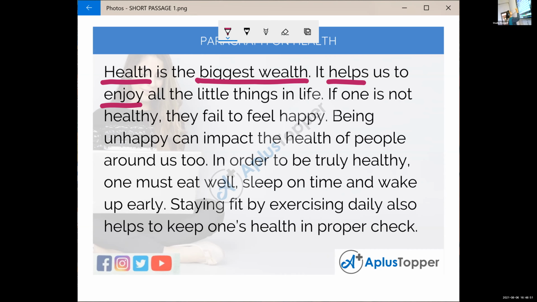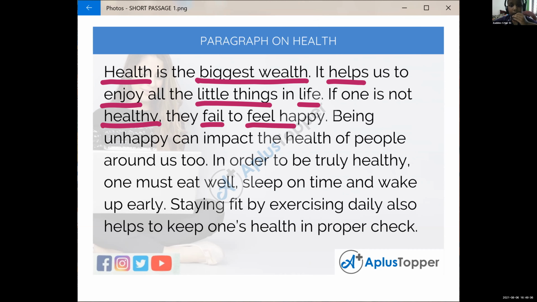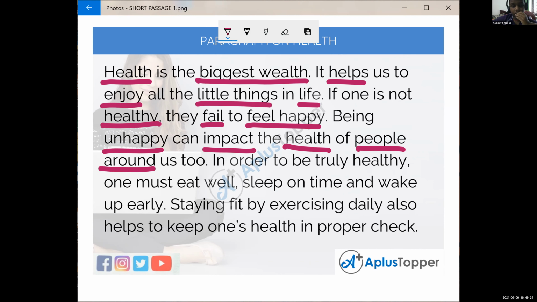Okay. Little things. Things. Life. Then healthy, if one is not, yes, very good, healthy. And feel. Yes, very good. Feel happy. Perfect. Yes. Unhappy. Great. Impact. Wow. Health. Yes. People. Very good. Around. Very good. Yes. Truly. Truly healthy. Yes. Must? No, no need of must. Eat well. Okay, ma'am. Eat well.